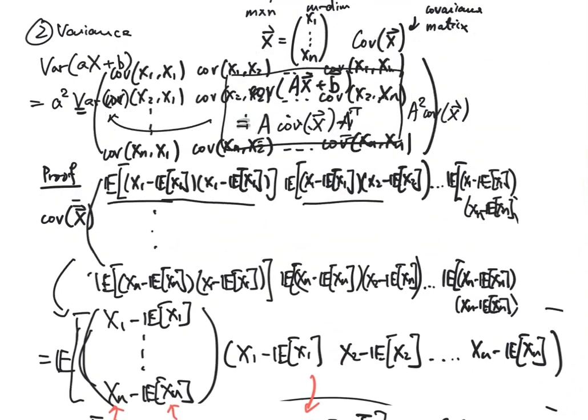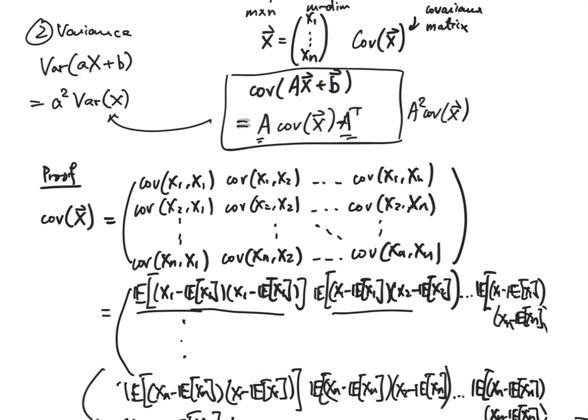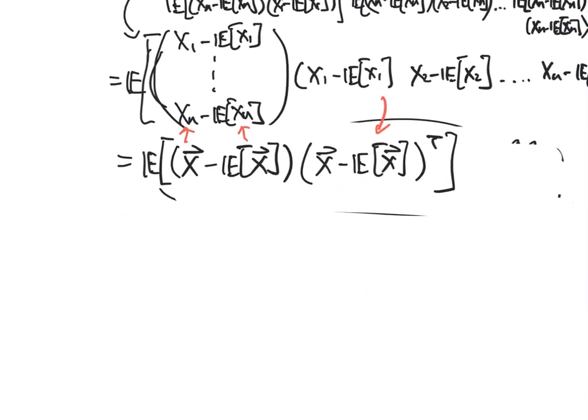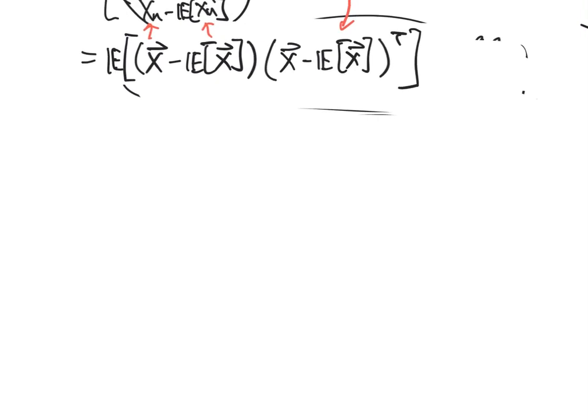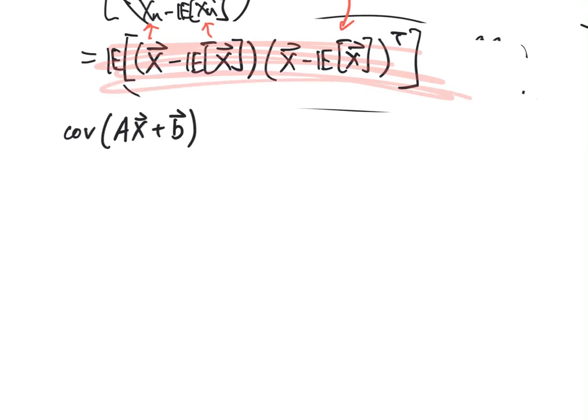Now we will try to use this to prove my theorem. Let's start with AX plus B. To get this covariance, you just use this formula, because this applies to any vector of random variables. So this one will be equal to the expectation involving AX plus B.